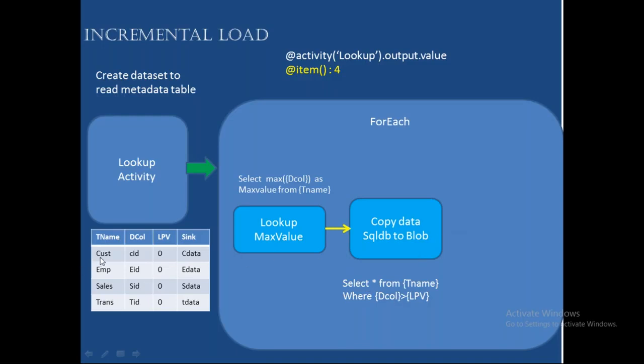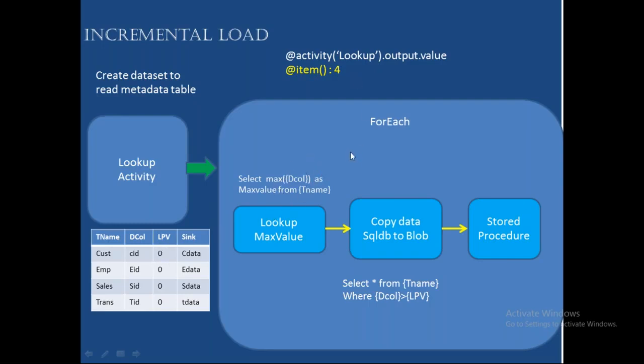Once I completed the cust table, next the EMP table will come automatically. Select star from EMP where delta column EID, last processed value is 0. Something like that will happen. Now finally I have a stored procedure. This stored procedure is going to update my last processed value. It will update the last processed value for the cust table first. How will it get the last processed value? From this particular lookup activity.